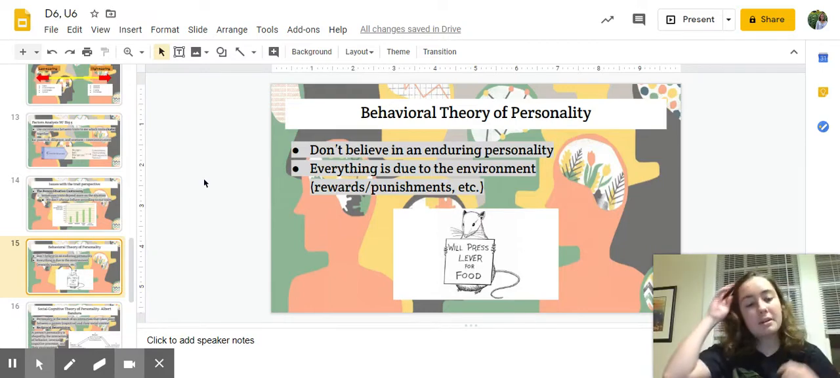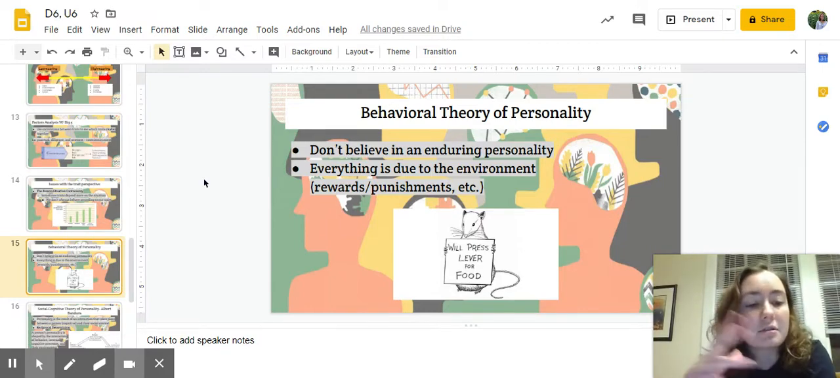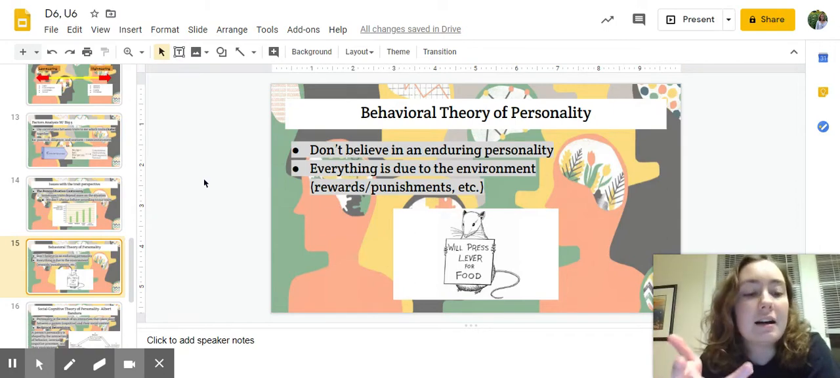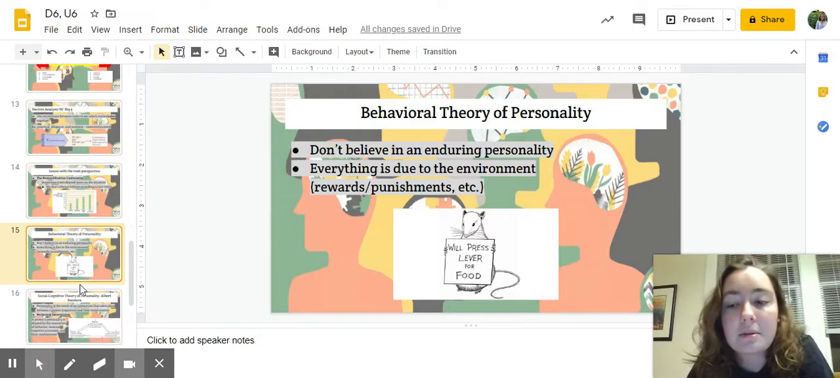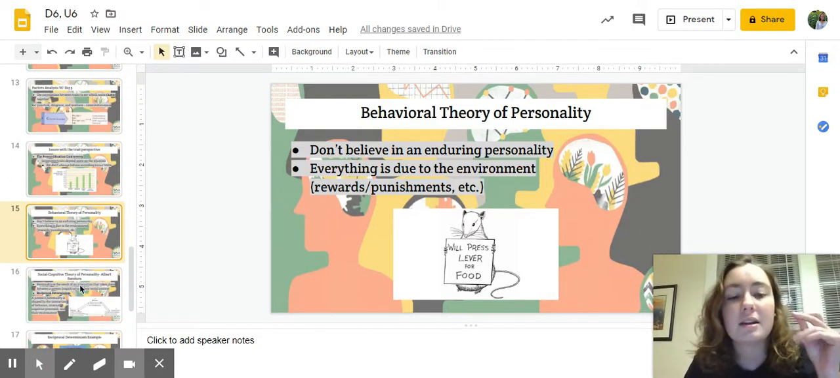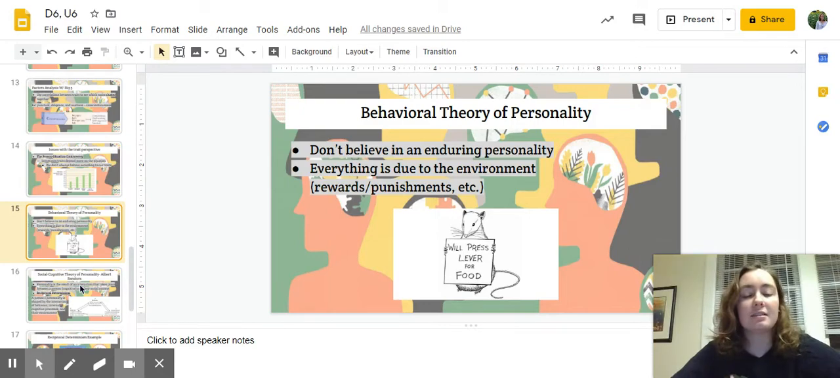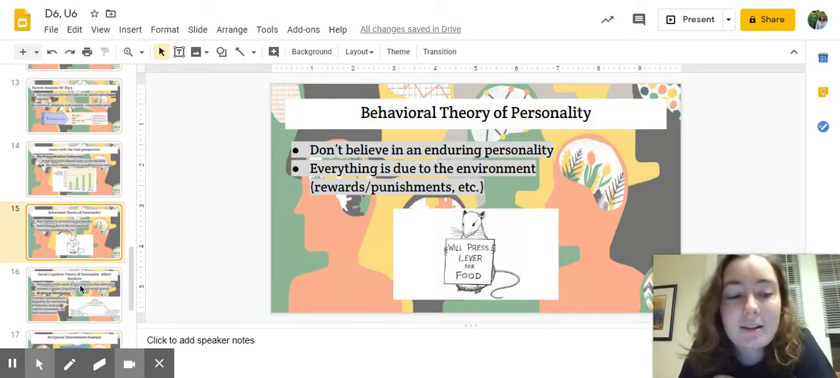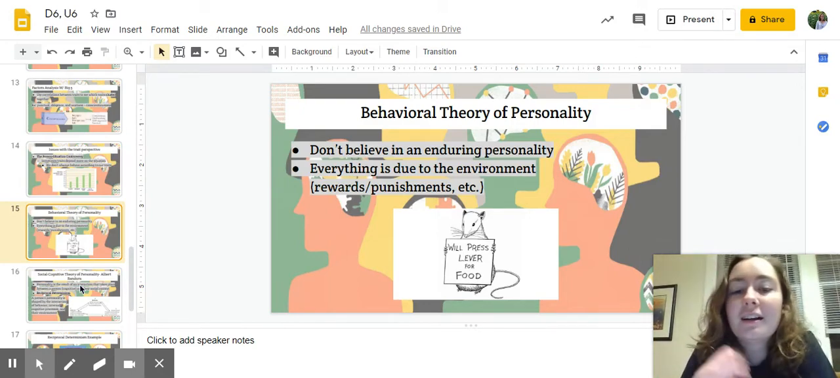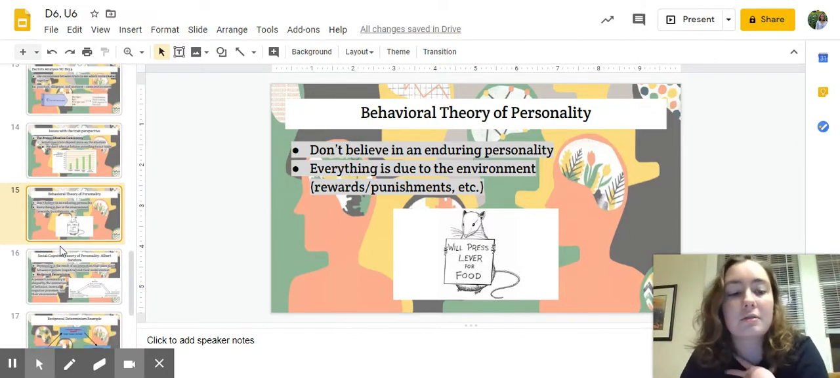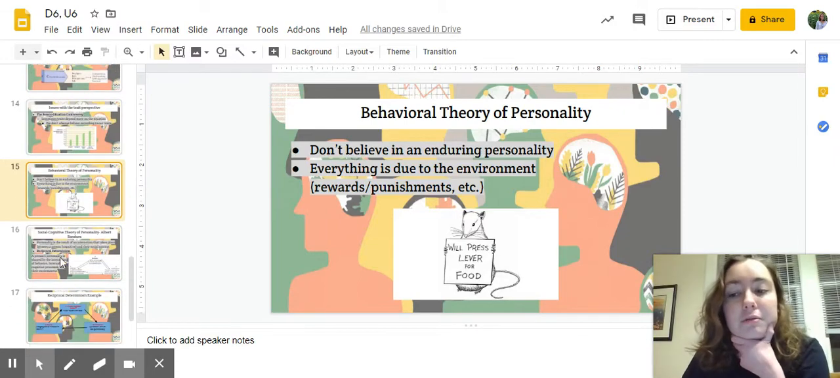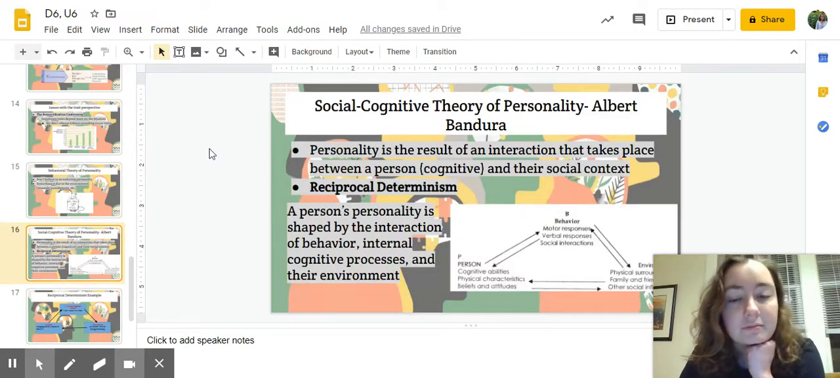So someone's going to be motivated to do something, not because of their personality, but because they're getting a reward or punishment for it. So they don't really believe in that long-lasting personality. They said it's all the situation, right? They said we're like a blank slate, tabula rasa, for my modern world people, saying that it's all the environment that's shaping us, nothing really from our own selves. We don't really have our own unique personality, really.